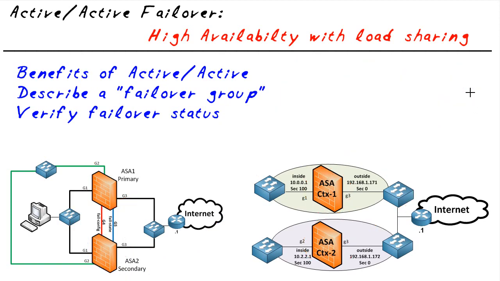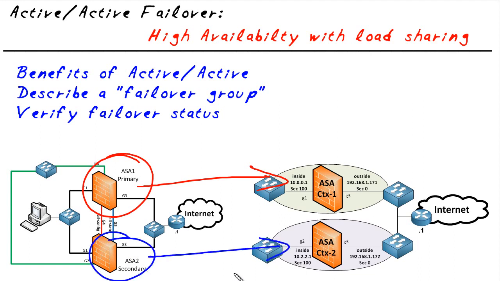So in short, what it basically means is that we can train this ASA here, the primary, to be active for this context, and we can train the secondary to be active for that context. And they can then back each other up. And that's why they call it active-active. It's a beautiful thing.